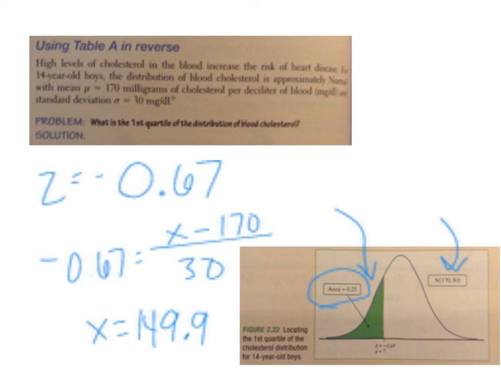So that tells me, and then I need to write my sentence in context now. The first quartile of blood cholesterol levels in 14-year-old boys, again, we have to have that context. We're not talking about all males. We're talking about a certain range. We're only talking about males. So for 14-year-old boys, it is about 150 milligrams per deciliter, or 149.9 milligrams per deciliter. And so you could go backwards as well using those exact same steps.